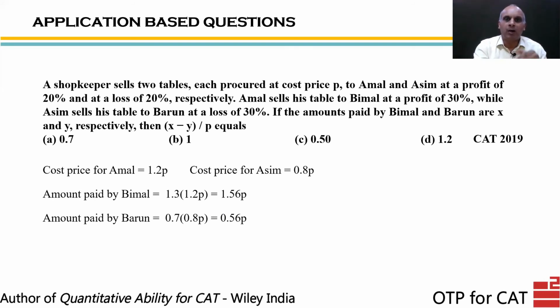Question is, if the amounts paid by Bimal and Barun are x and y respectively, what's the value of (x minus y) divided by p? So x, the amount paid by Bimal, is 1.56p, and similarly y is 0.56p. So x minus y will be 1.56p minus 0.56p, which is 1p, that is just p, and dividing by p finally gives me 1. So the required answer is 1, that is option B.